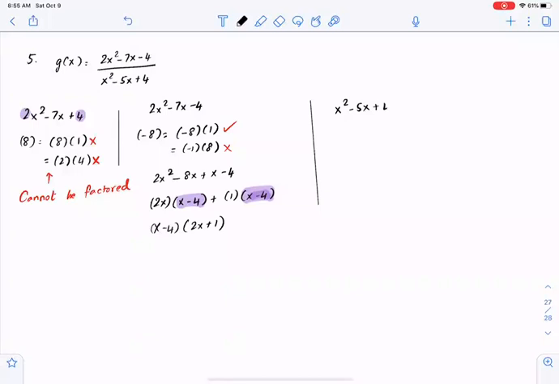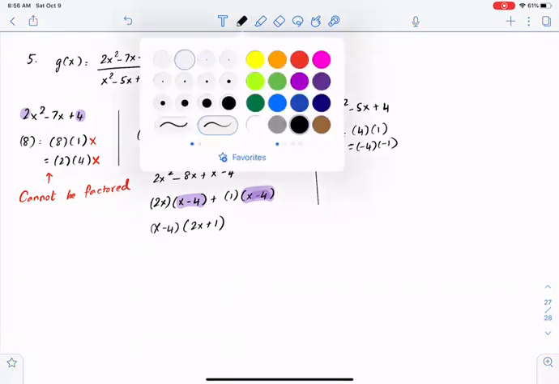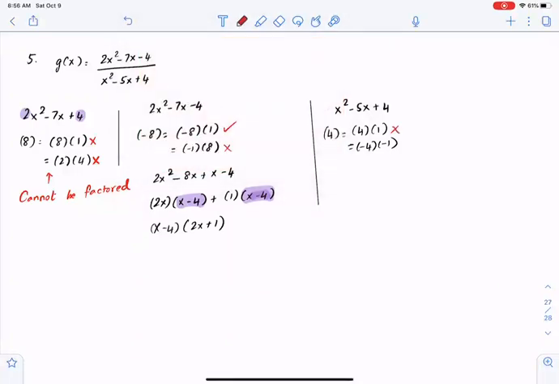X squared minus 5x plus 4. So we want to split 4 into its factors. So we have 4 times 1, or negative 4 times negative 1. If I add 4 and 1 directly, I will get 5. If I subtract, I'd get 3. So the first one is not an option. But the second one, negative 4, negative 1, if I add, I'd get negative 5.